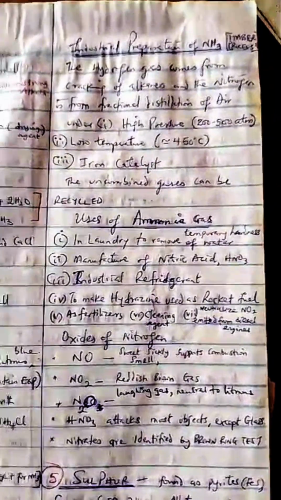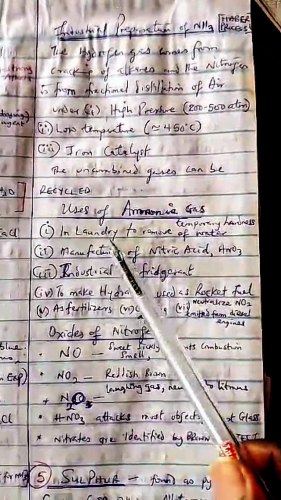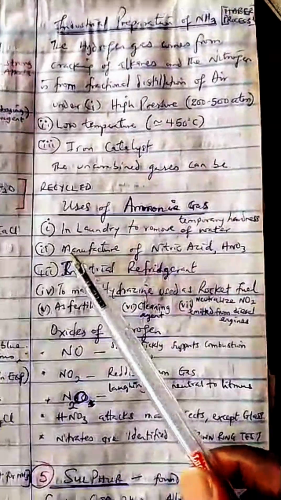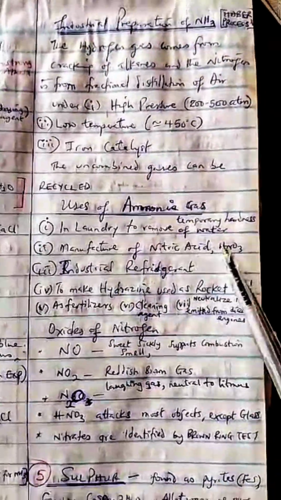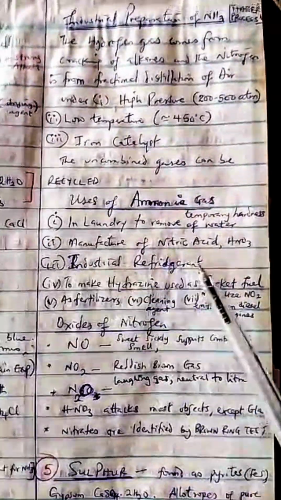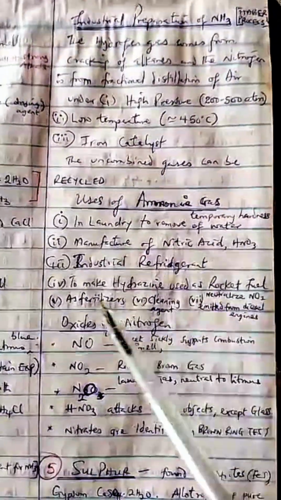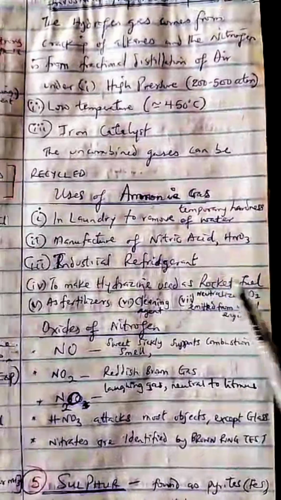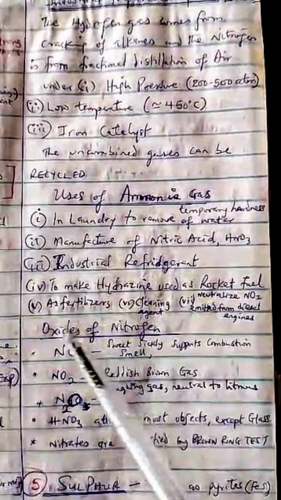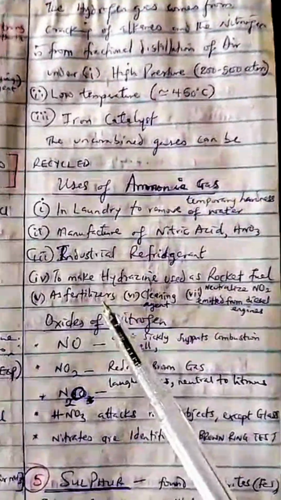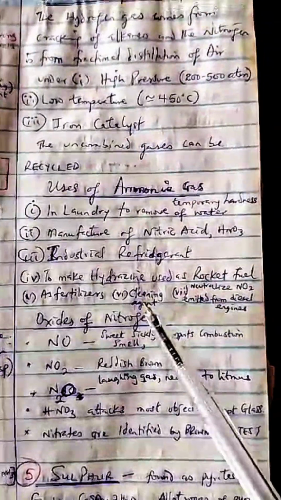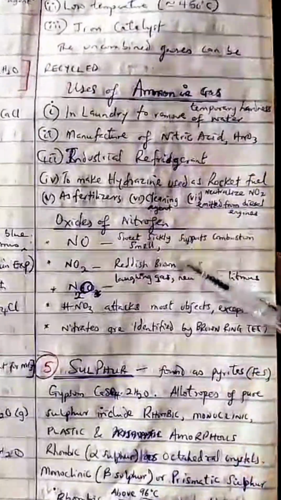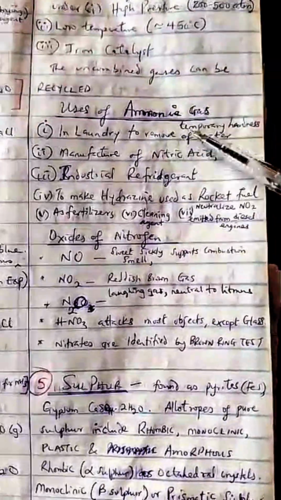Now the uses of ammonia gas. It is used in laundry to remove temporary hardness of water. Ammonia is used in the manufacture of nitric acid. It's used as an industrial refrigerant, a coolant. It's also used to make hydrazine, which is used as rocket fuel. Ammonia is also used as fertilizers, as cleaning agents, and to neutralize nitrogen oxide. All right, so these are some of the uses of ammonia gas.